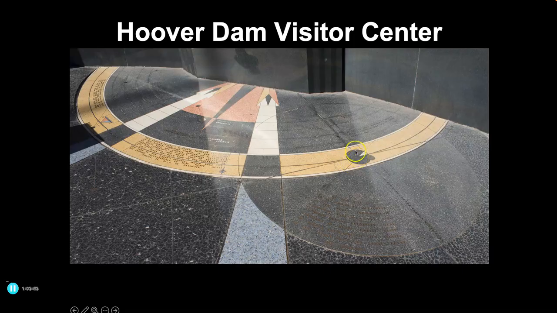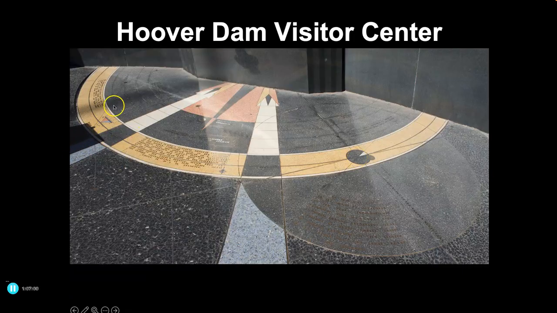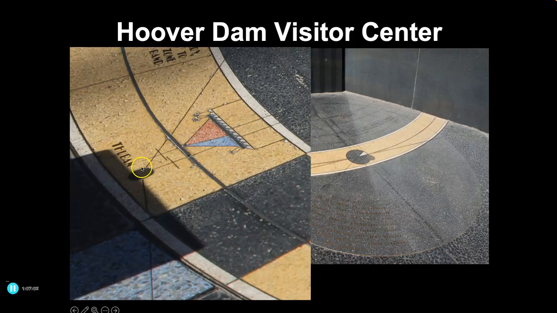There's one other little thing in this map that I think is really cool. If you look over here, 5,000 years ago, the North Pole was over here. And there was a North Star 5,000 years ago, but it wasn't Polaris. It was the star Thuban in the constellation Draco.